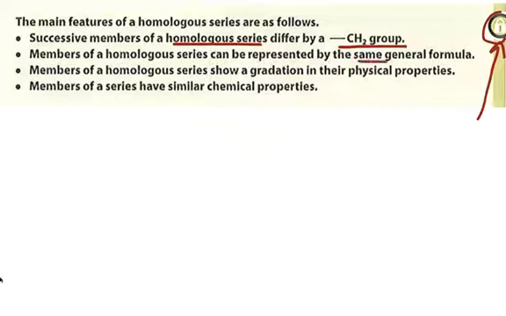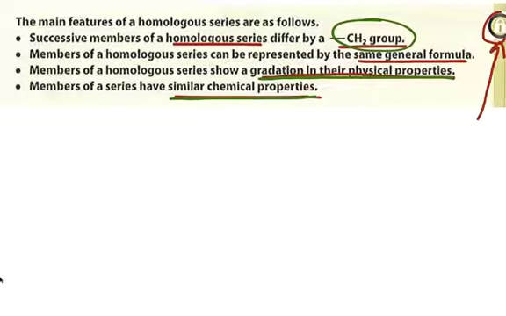Members can all be represented. They have the same general formula. They have similarities in their physical properties that show gradual changes, and they have similar chemical properties. I'm sorry, we should talk about these separately. A gradual gradation in their physical properties and very similar chemical properties. Okay, it's nothing too hard. If compounds are made up of the same things with just a difference in a CH2, they're going to have similar chemical and physical properties.